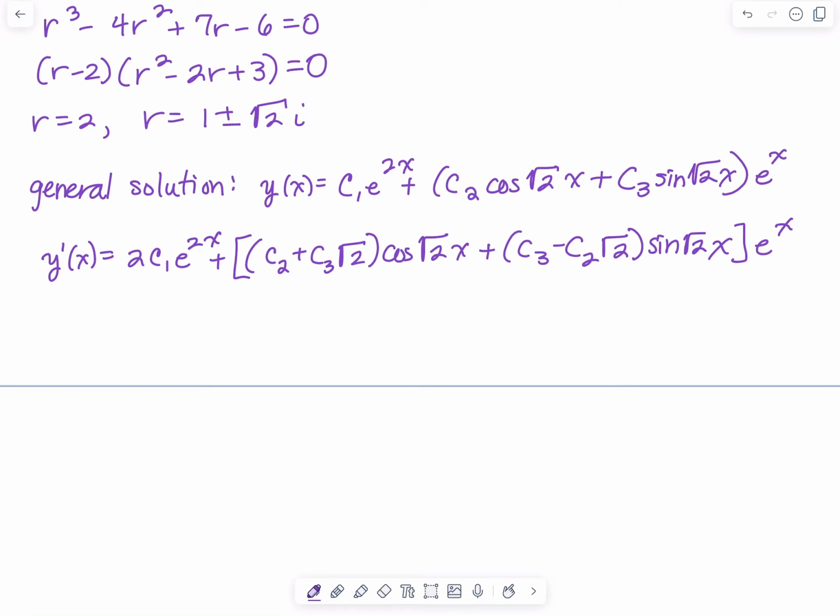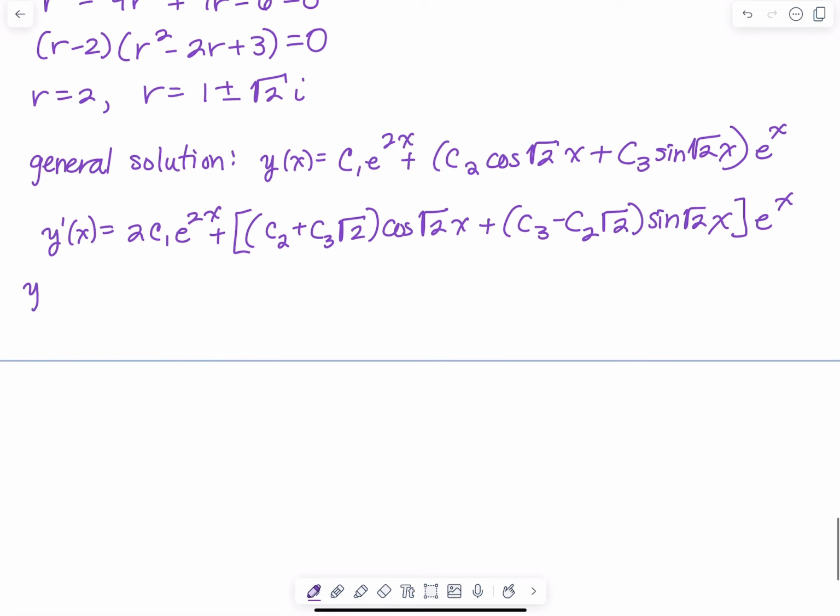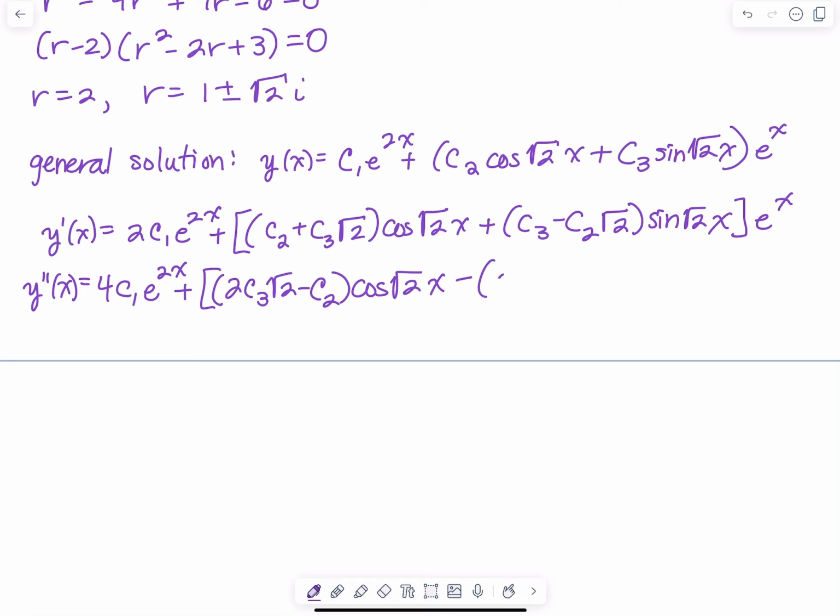Okay, we can go ahead and do the same thing to find y double prime of x. We have 4c1 e to the 2x plus we have 2c3 root 2 minus c2 cosine of root 2x minus 2c2 root 2 plus c3 sine of root 2x multiplied by e to the x.